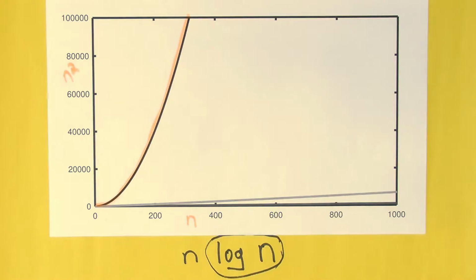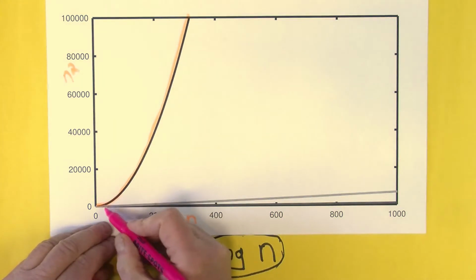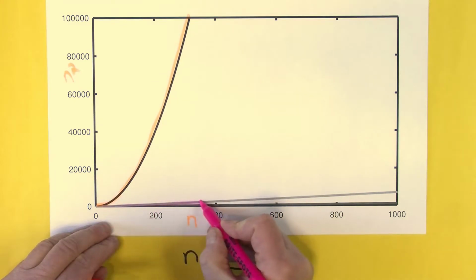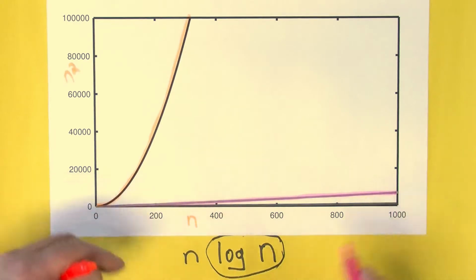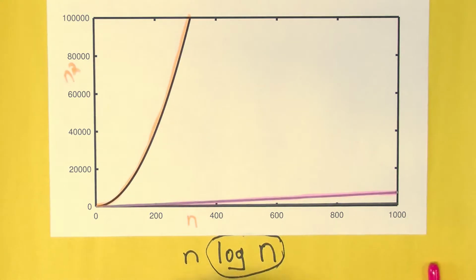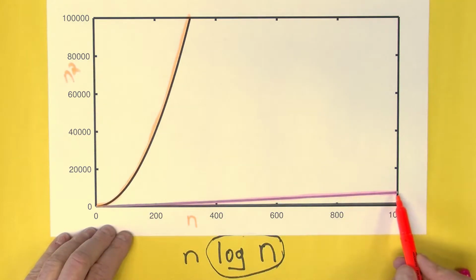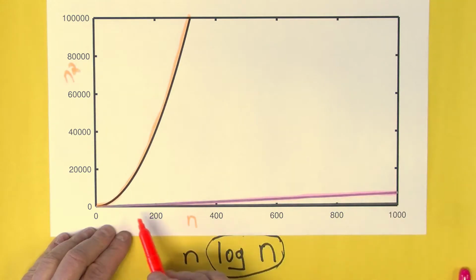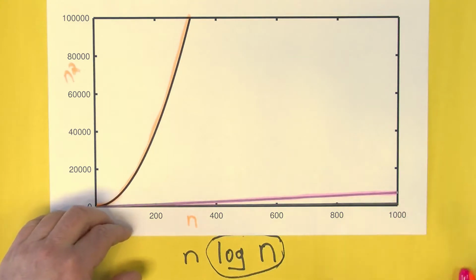Now, if we look at n log n, it's this line over here. You can see that it's almost not going up at all compared to this other one. Yes, it's increasing, but just very gradually. In fact, it almost looks like a straight line. It isn't, but it sure looks like it on this scale.